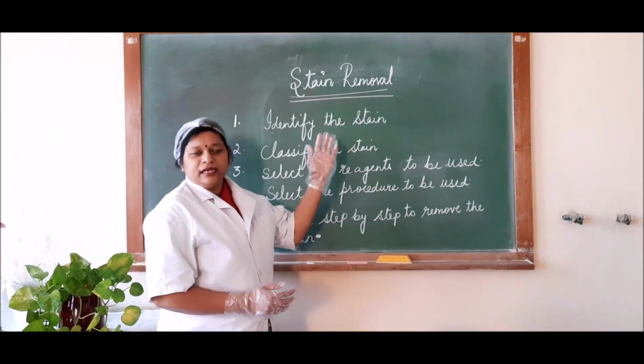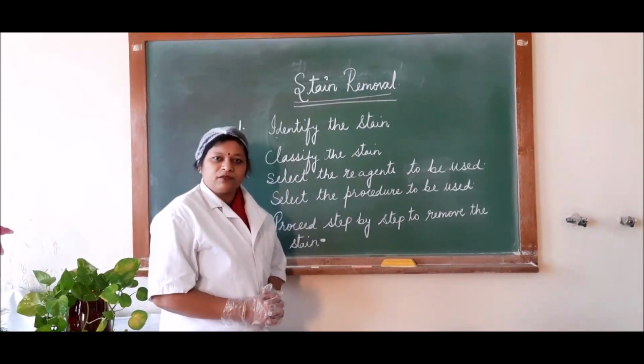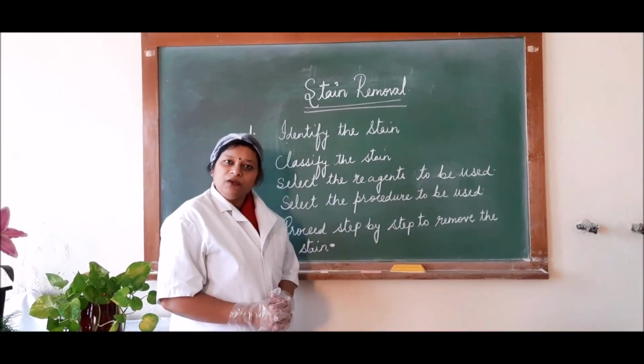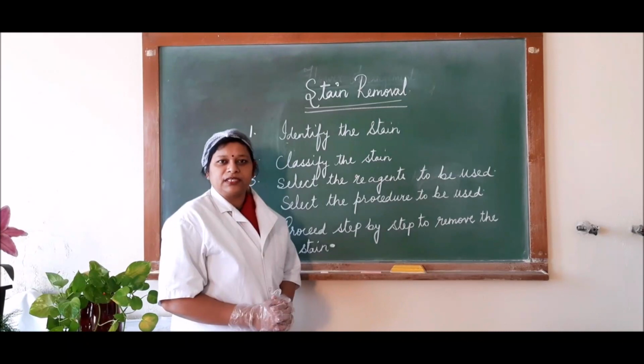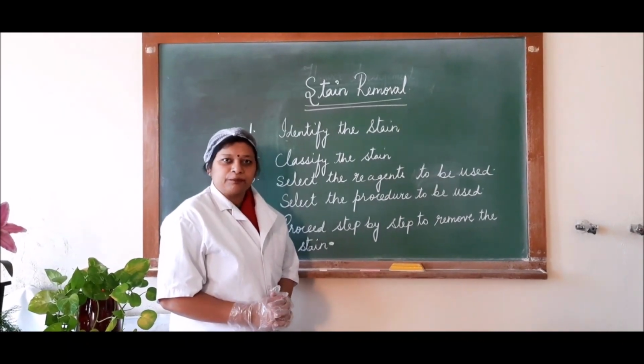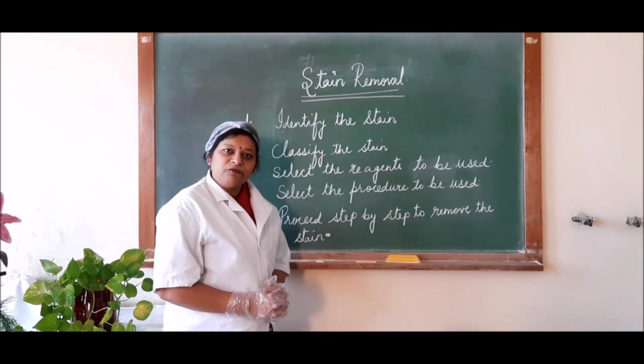What is a stain? A stain is a discoloration caused on any kind of fabric or any kind of surface. We have all seen different kinds of stains forming on floors. In the first year we learned how to clean those stains using different chemicals. Today we are going to learn how to remove stains on fabrics.